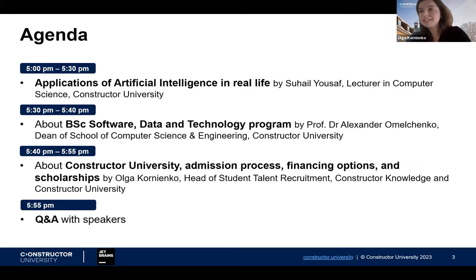Today's agenda is application of artificial intelligence in real life, which will be presented by Suhail Yusuf, lecturer in computer science at Constructor University. Professor Dr. Alexander Amelchenko, Dean of the School of Computer Science and Engineering at Constructor University, will present more information about the bachelor's in software, data, and technology. I will explain more about the admission process, financing options, and scholarships. And at the end, we will have a Q&A section.